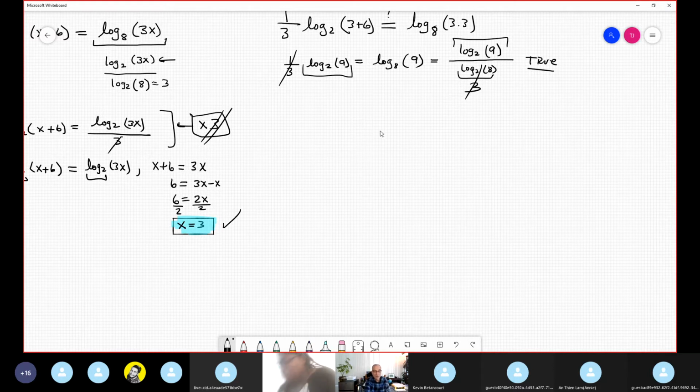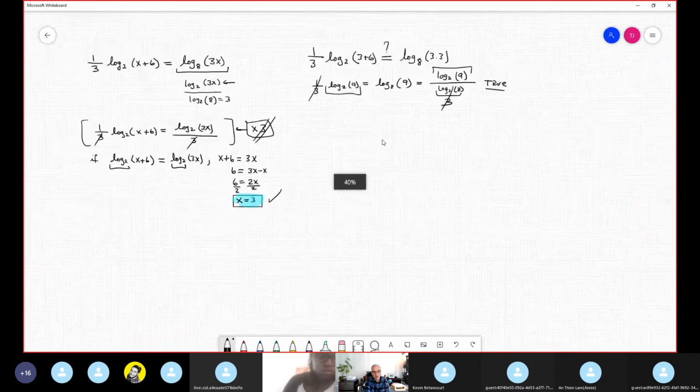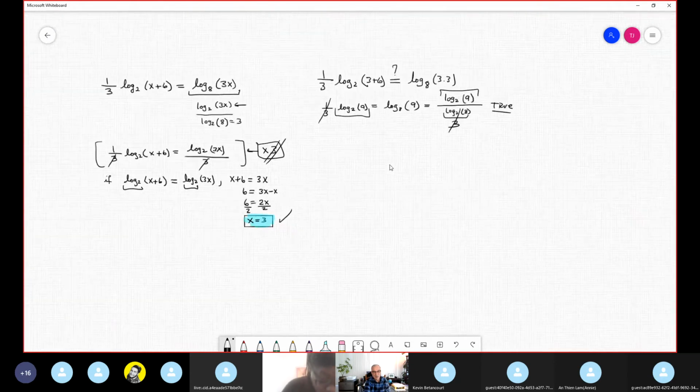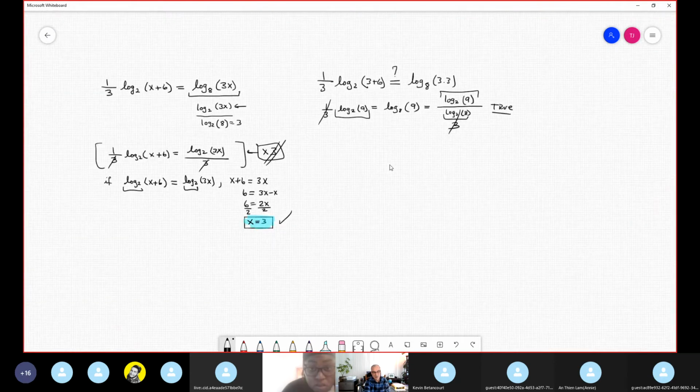Okay, this is not a common case: a logarithmic equation with different bases. So what are the possibilities? Well, you have several possibilities. Or you change 8 to 2, which I did because I consider it easier in my mind. Or you can change 2 to 8, or you can change both to the standard base. But this is too long, complicated.